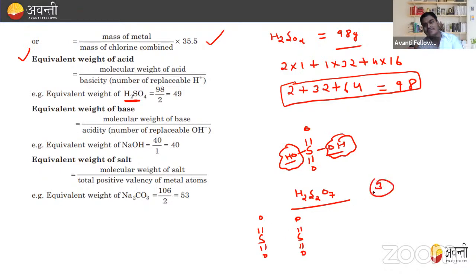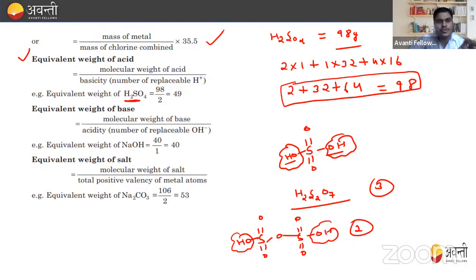That is 3 O left. And how many H? That is 2. So this is OH, 1 OH, and 1 O is here. So in this also, what is the basicity, beta? Only 2, right? So the basicity comes out to be 2 here as well. I hope it is clear how you calculate the basicity.